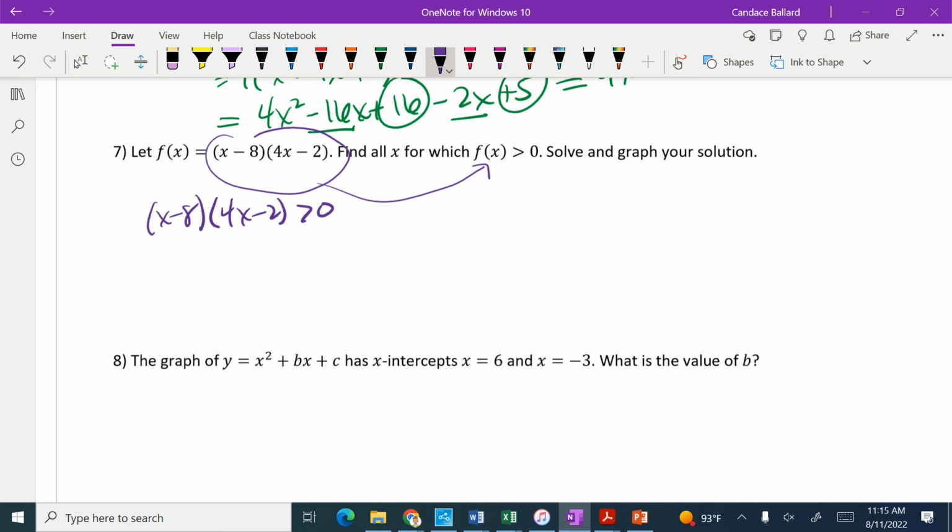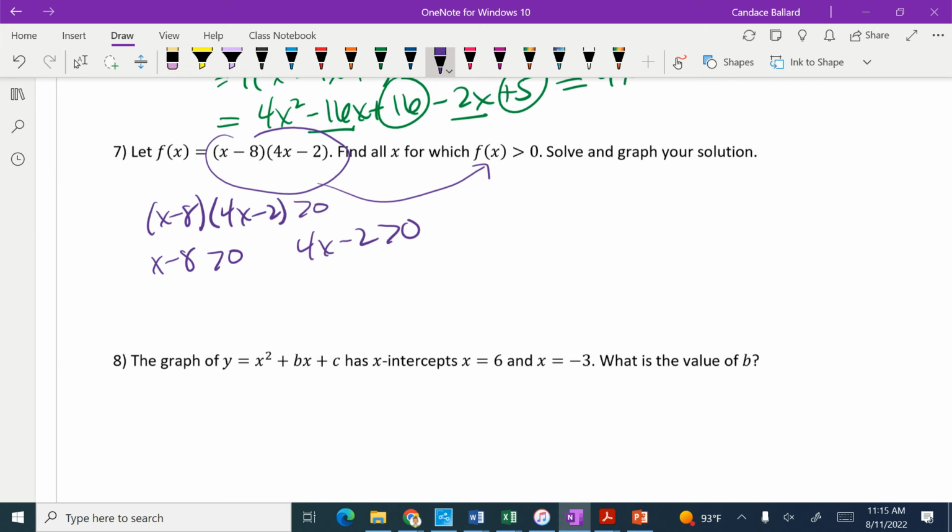Okay. Let's pretend for a second. Don't do this part, just watch. Let's pretend for a second I didn't have greater than 0 and I said equals 0. What would you tell me to do next to solve it? Zero product property, right? So why couldn't I do the same thing with the inequality sign? So let's do that. So I'm going to go x minus 8 greater than 0 and 4x minus 2 greater than 0. Oh, that was ugly. I was just trying to make it look like a better alligator.